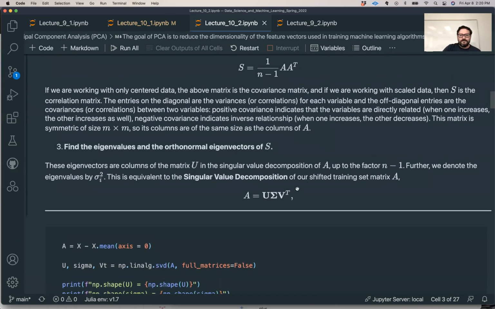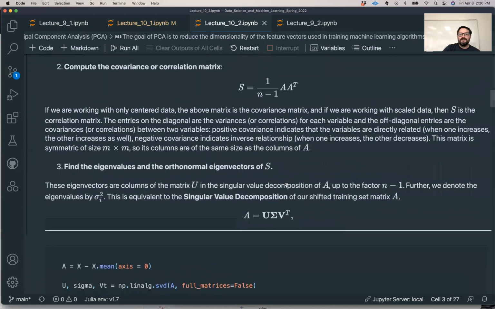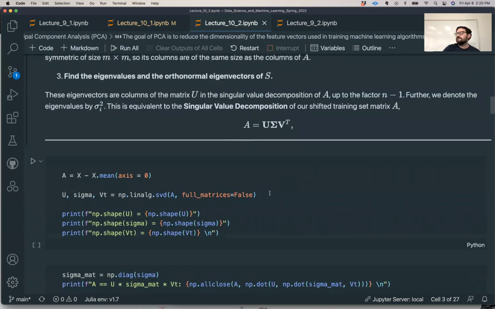But in any case, the vectors inside of V transpose are called the singular vectors. Each column in there is a singular vector. And these vectors, well, let's go ahead and calculate it and then we can talk about it.